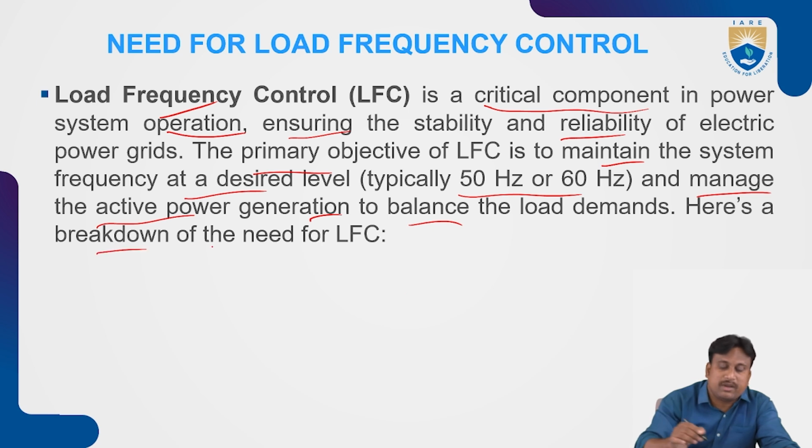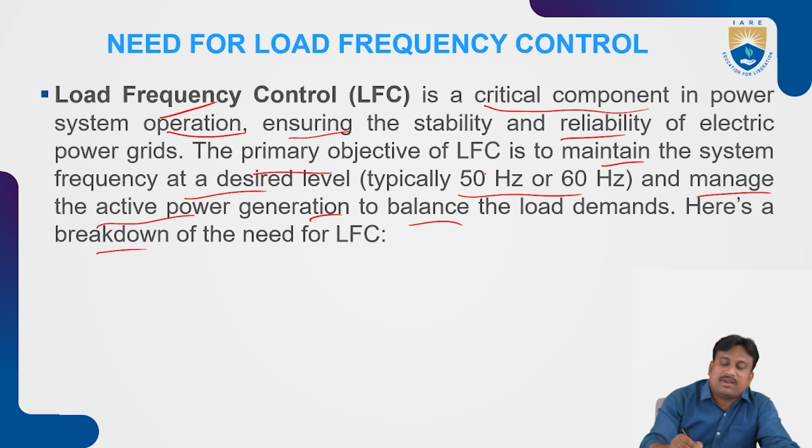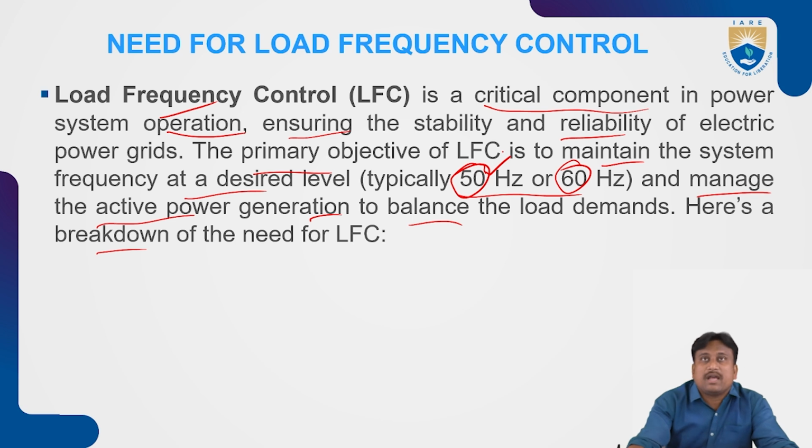So here's the breakdown of the need for load frequency control operation. Based on the load requirements, the breakdown of the need for load frequency control takes place. Usually the operating frequencies are 50 Hz or 60 Hz, but in our India we treat it as 50 Hz based on the power generation components. This is the main primary objective of load frequency control: to maintain the frequency at the desired level.